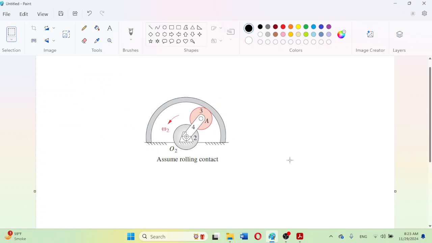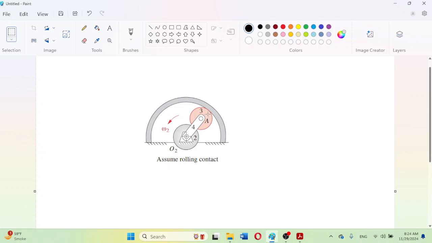So we will first of all be determining the number of links in this. As we can observe here, 1 is ground and 2 is this link, which is mounted on this grounded pin, and this link number 4 is a binary link, and link number 3 is the moving gear.